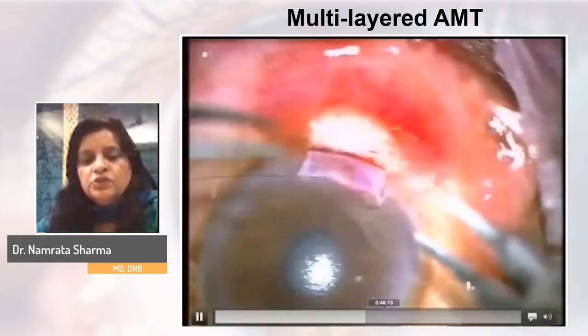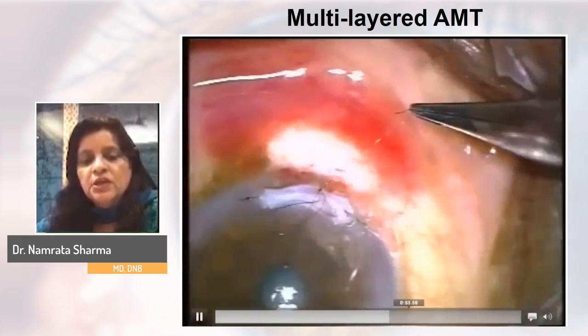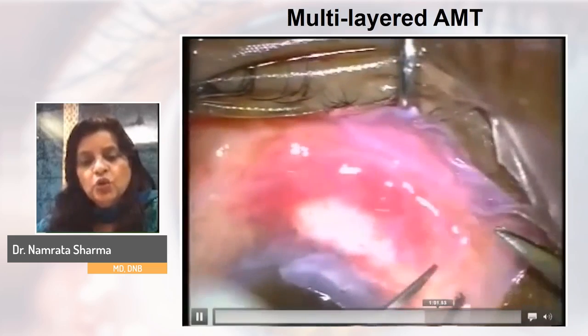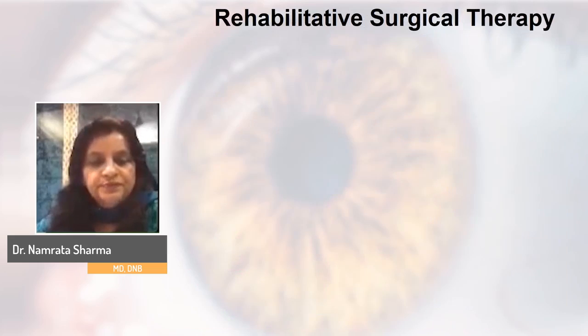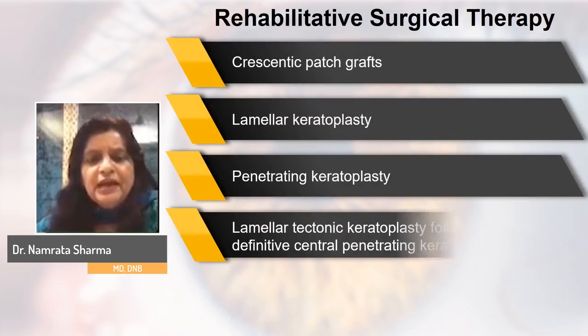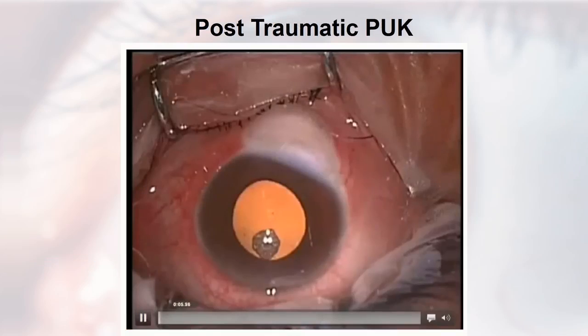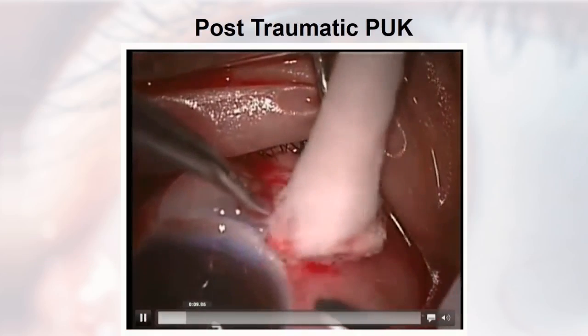So this is a small piece of amniotic membrane which is sutured. This can also be glued, and then a larger piece is placed over it. Then rehabilitative surgeries have to be done in the form of a crescent patch, which I've also shown you.